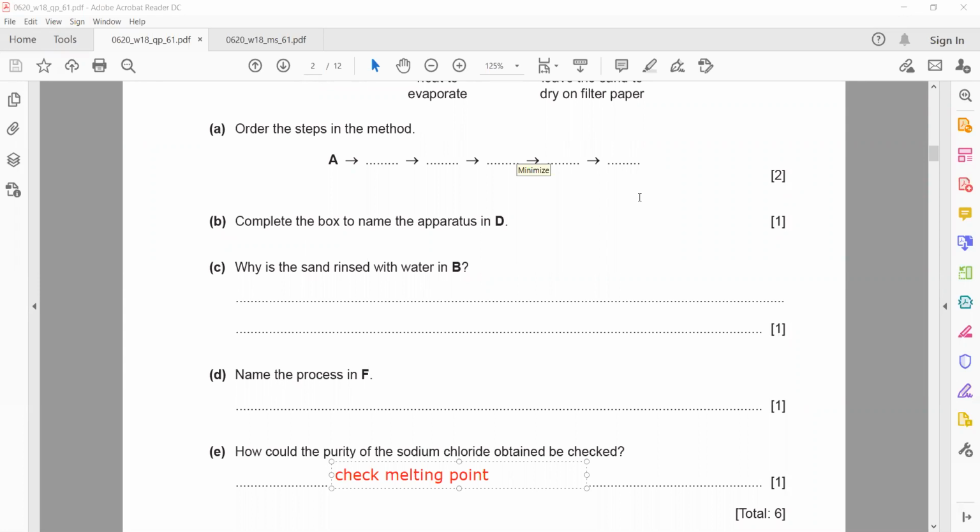So there are three ways to check the purity. One is known as the melting point. Another one is the boiling point. And the third technique is called chromatography. So you will check the melting point. Why check the melting point here? Because sodium chloride exists as a solid, and for a solid we check the melting point. To check the purity of a liquid or solution, we check the boiling point, or we can use chromatography.